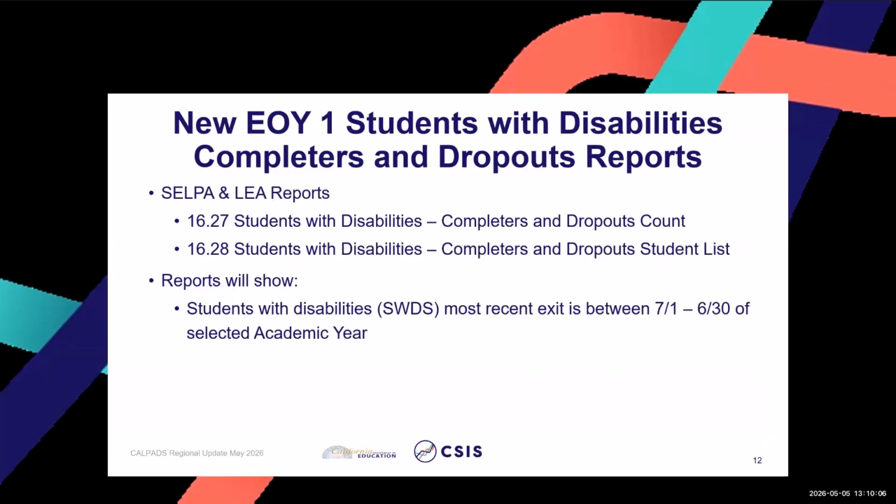For this end of year, we have a new certification report as well as a supporting report. Report 16.27, completers and dropouts count, with supporting report 16.28, completers and dropouts student list. These reports will show students with disabilities' most recent exit between July 1st and June 30th of the selected academic year. These reports are expected to go live in the next week or two.